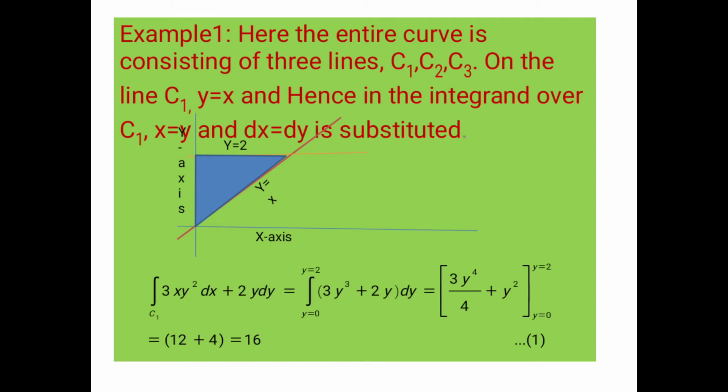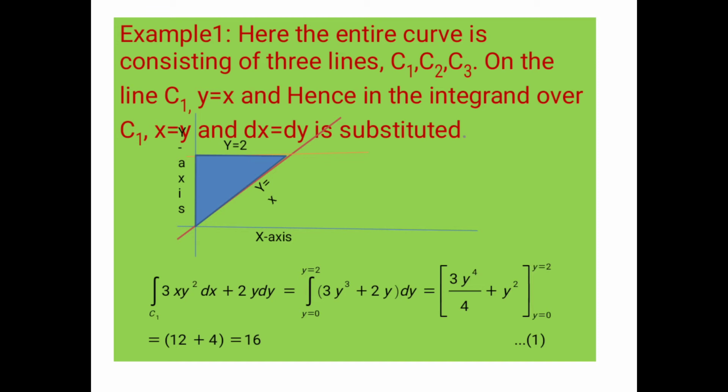So we will be considering these three lines C1, C2, C3. C1 is the line y = x varying from (0, 0) to (2, 2), and C2 is the line y = 2 varying from (0, 2) to the point (2, 2), and C3 is the y-axis or x = 0 varying from the point (0, 2) to the origin (0, 0). So we'll reduce the integrand in the integral on each line by using these relations.